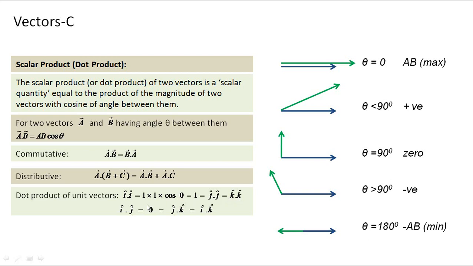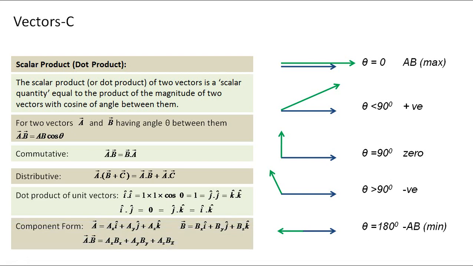But in the case of i cap dot j cap, these two unit vectors are mutually perpendicular, hence the result will be 0. We have already seen that the dot product of two vectors which are mutually perpendicular is 0. So the dot product of two non-similar unit vectors will be 0.